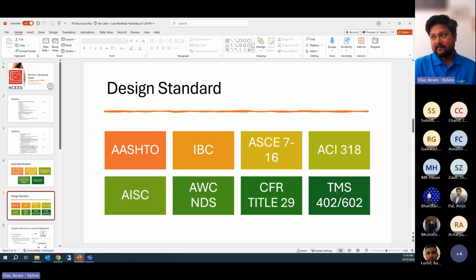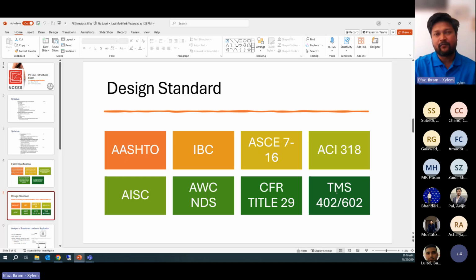And then the other two important codes are the IBC and ASCE 7-16. You are going to get a lot of conceptual questions from IBC and ASCE 7-16, so you have to know these codes also, for the load combination, for the wind load, earth load, for the safety, and for those stuff. So I will say the four most important codes are the ACI, AISC, IBC, and ASCE 7-16. You have to know these codes.